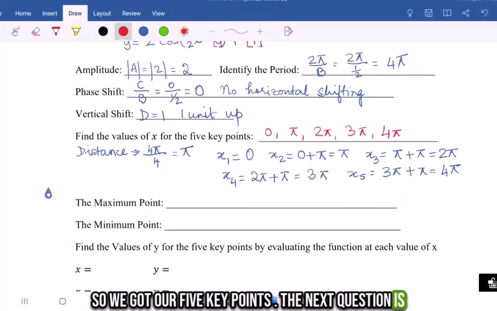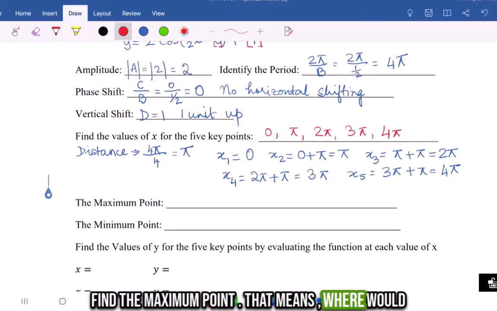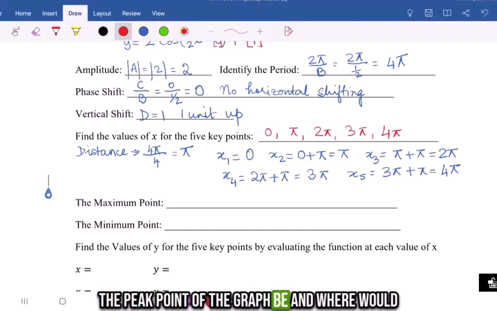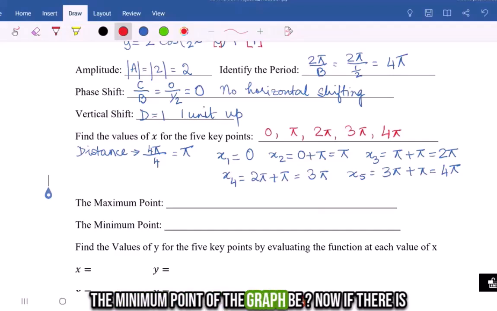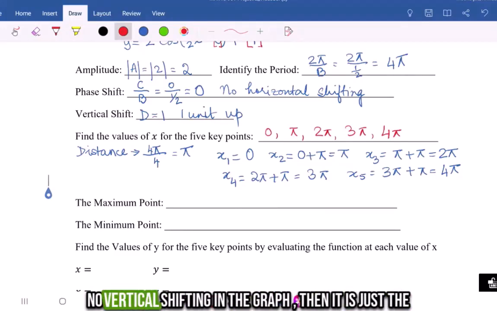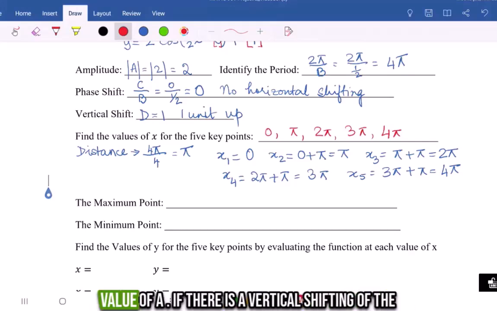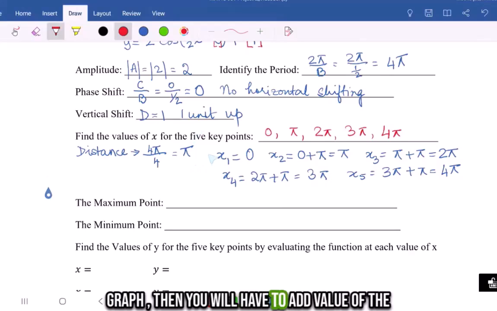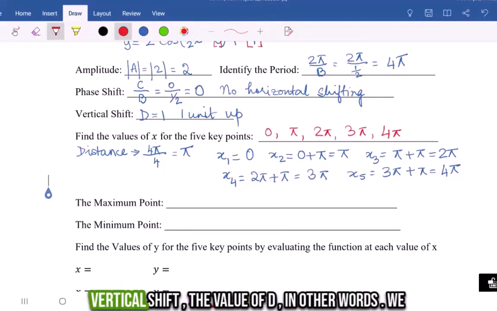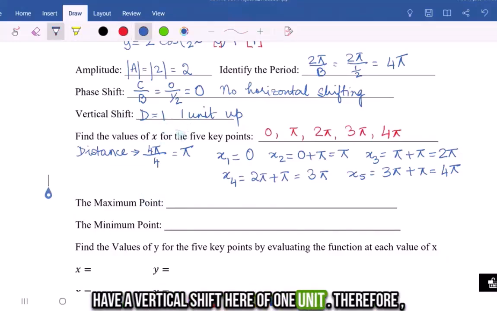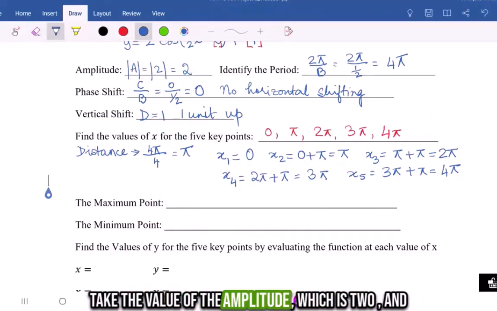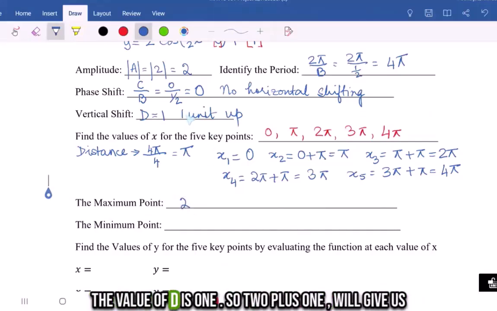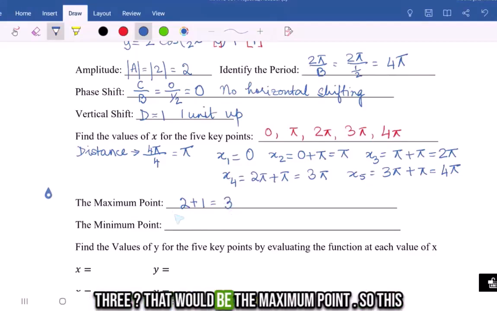The next question is find the maximum point. That means where would the peak point of the graph be and where would the minimum point of the graph be. Now, if there is no vertical shifting in the graph, then it is just the value of A. If there is a vertical shifting of the graph, then you will have to add the value of the vertical shift, the value of D, in other words. We have a vertical shift here of 1 unit. Therefore, take the value of the amplitude, which is 2, and the value of D is 1. So 2 plus 1 will give us 3. That would be the maximum point.